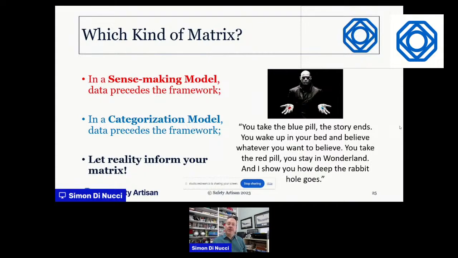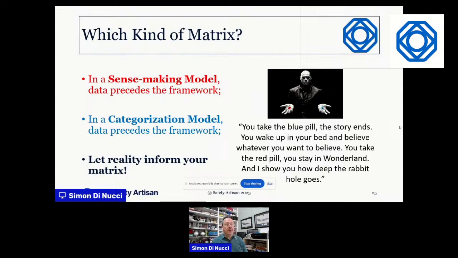Okay, so in the last few slides, I think I've answered the question. The red pill that gives us reality is where we look at the real world data and use it to inform the construction of our matrix. So the data precedes the framework. That's the reality pill. Whereas if we just grab a matrix and use it without considering the data that's relevant to it and the decisions that it represents, then what we've got is a categorization model.